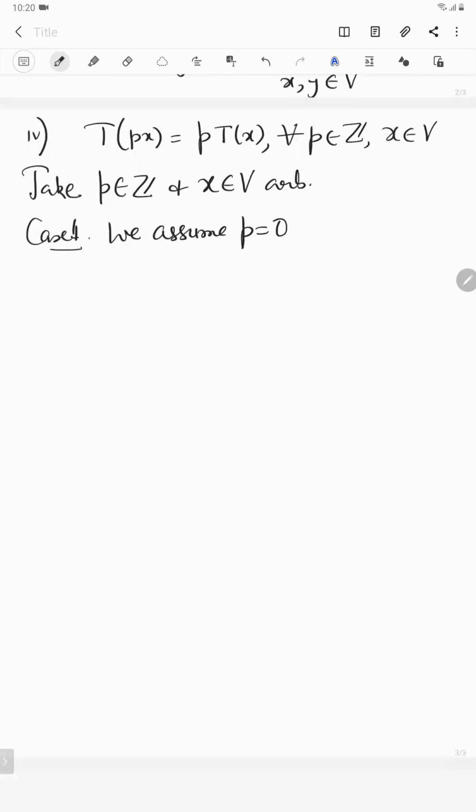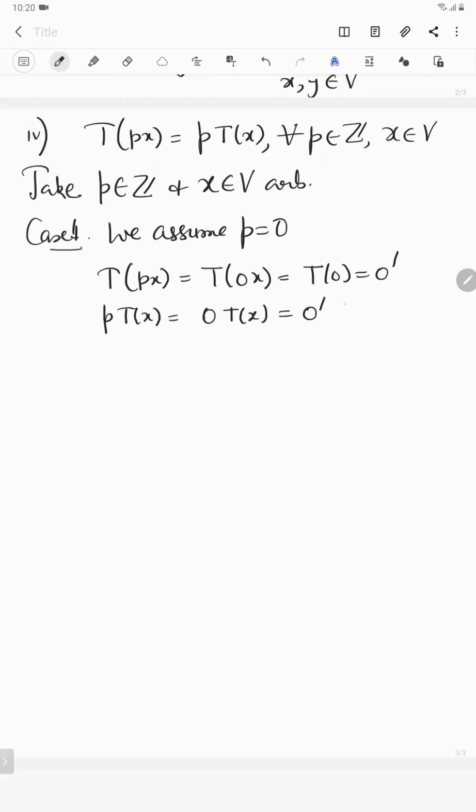Then take left side, t of px, this will become t of 0x, this is t of 0, and this is 0 dash by part 1, and p of tx, this is 0 times tx. This is 0 dash. Since the two quantities are same, so we can say that the result is true. That means t of px is equal to p of tx for p equal to 0.